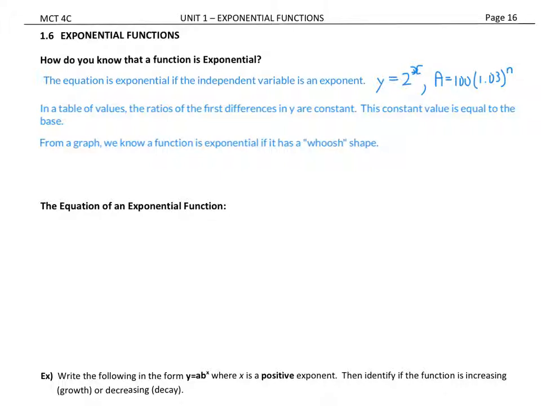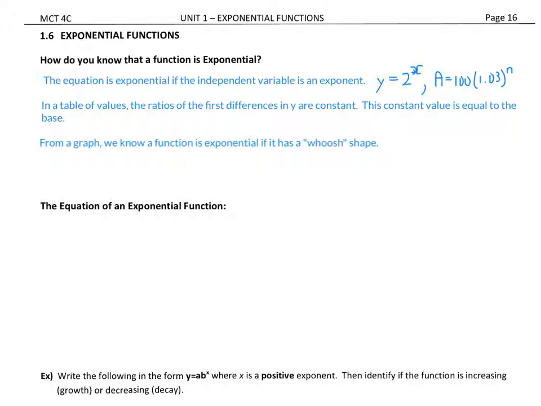Now, from a graph, we know a function is exponential if it has what I call a whoosh shape. Okay, and I think of it as the toboggan hill or the ski hill, and your whoosh, whoops, wrong pen. Let me grab my pen here. It is that you are whooshing down the ski hill. Okay, so what happens with our exponential growth is it's really steep on one end, and then it approaches what we call a horizontal asymptote. So as x approaches, in this case, positive infinity, our graph is approaching that horizontal asymptote.